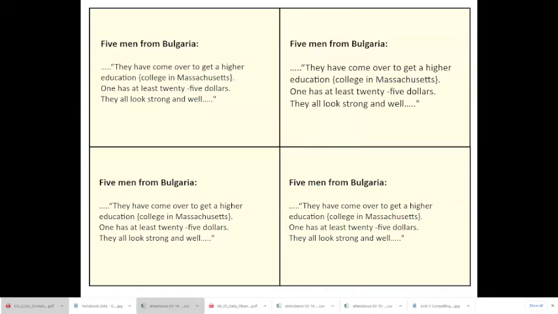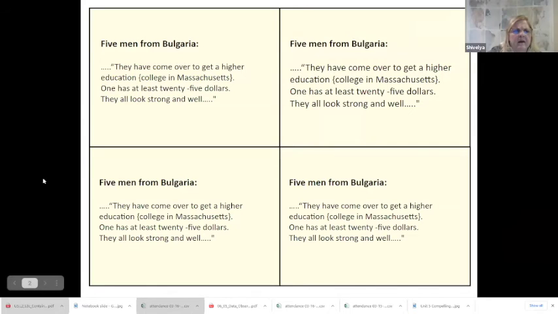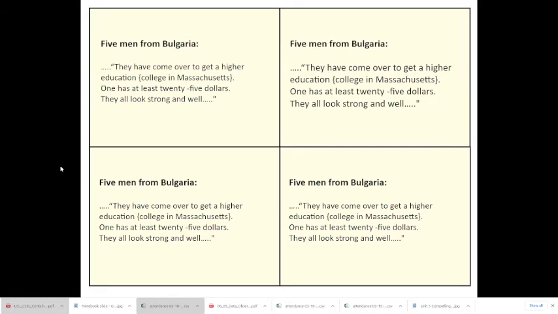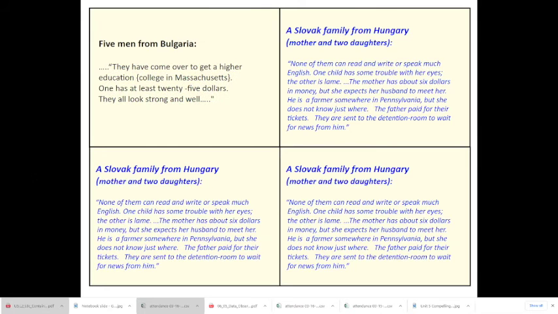This wasn't what I was going to bring up, but there are 5 men from Bulgaria. If you're in the classroom, I would have 5 of my boys have this card, and they would stand up. They've come over to get a higher education at a college in Massachusetts. One has at least $25. They all look strong and well. Would they be allowed to stay or not? And we have 5 cards that you print off.